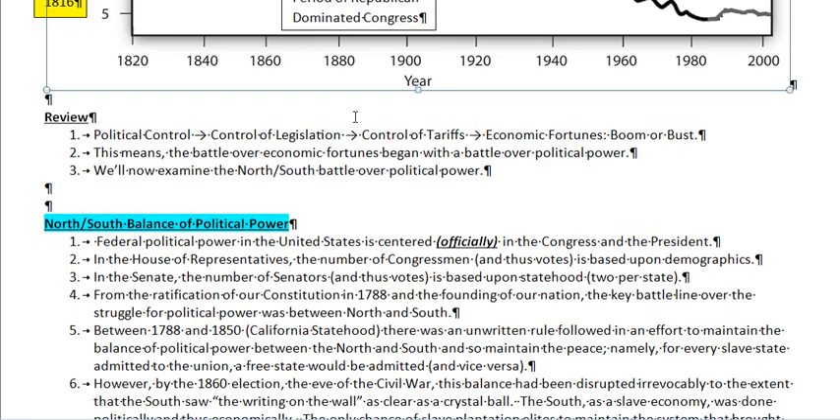So now we'll examine the North-South battle over political power. I'll do that in the next lesson. Let me take a break here.